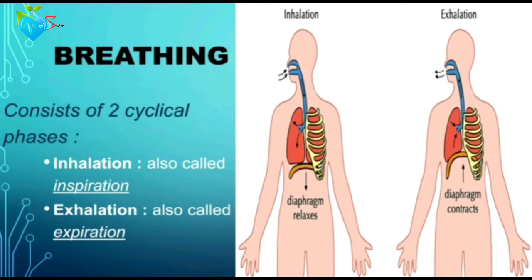Now, coming to exhalation. What is exhalation? Exhalation is a passive process that takes advantage of the recoil properties of the elastic fibers. The diaphragm relaxes, and the elasticity of the lungs and the thoracic cage allows them to return to their normal size and shape. These two processes happen when the phrenic nerves are stimulated.